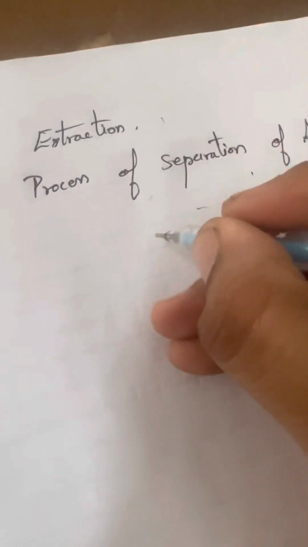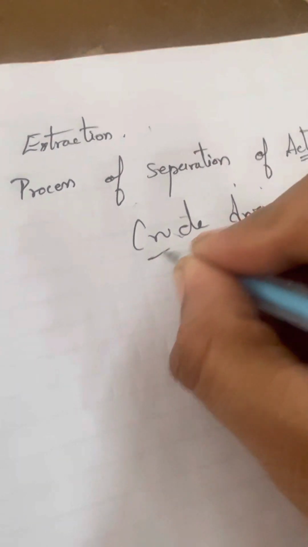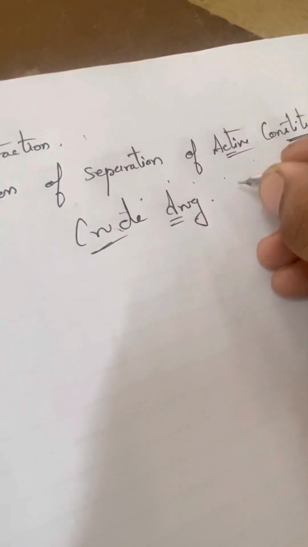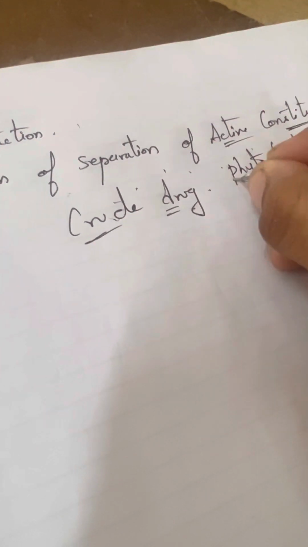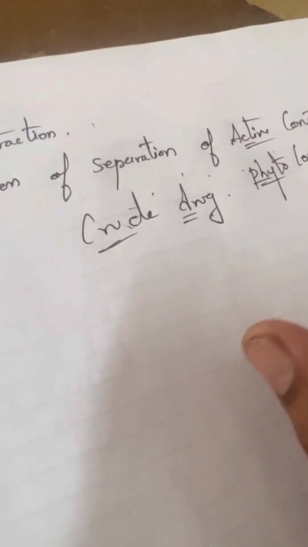Today's topic is extraction. What do you mean by extraction? Firstly, we have to discuss what extraction is. Extraction is a process of separation of active constituents, or phytoconstituents, from a crude drug. When we consider plants, we say phytoconstituents, which have medicinal property. The process of separation of active constituents from crude drugs having medicinal property is known as extraction. That is the definition of extraction.